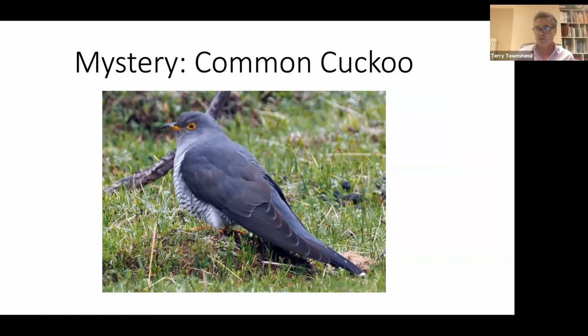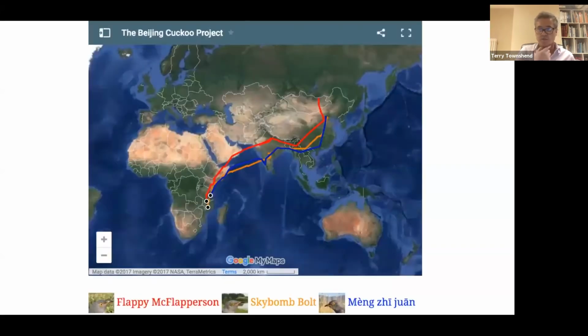Its distribution goes right across Eurasia, from Britain in the west right across to Japan and far northeast Siberia. And we know that the cuckoos in the west, in Europe, winter in Africa, and we know also that the cuckoos in East Asia winter in Africa. And what's interesting is that we know from tracking projects in Beijing and Mongolia that the route the cuckoos take to get to their wintering grounds in Africa, they take quite a long route to avoid the Himalayas.